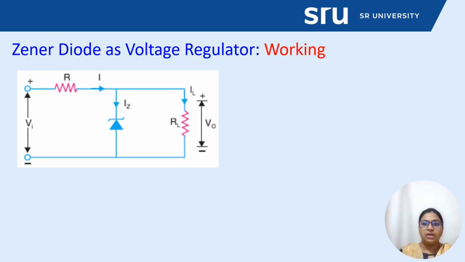Now we'll see how we formulate the voltage regulator. In the Zener diode circuit, the total current I is equal to IZ, the current passing through the Zener diode, plus IL, the load current.